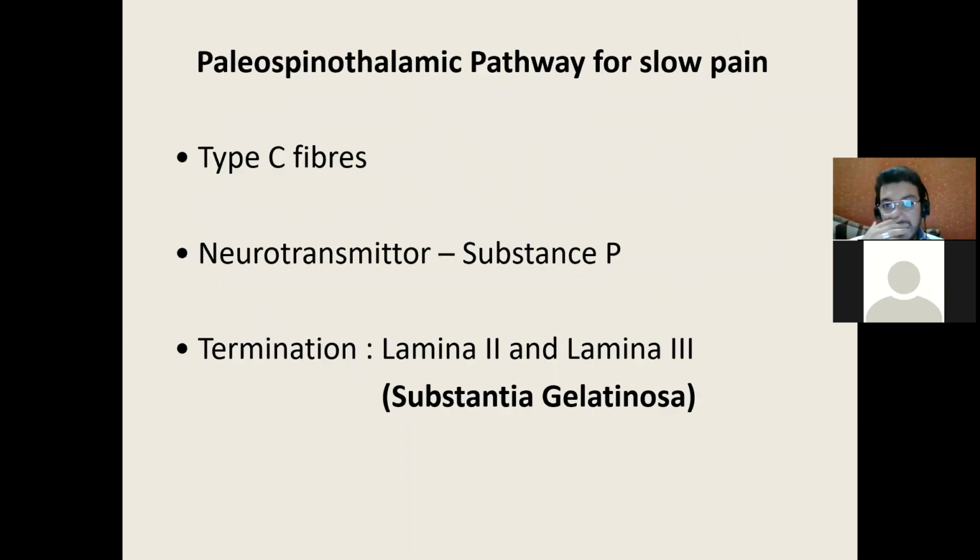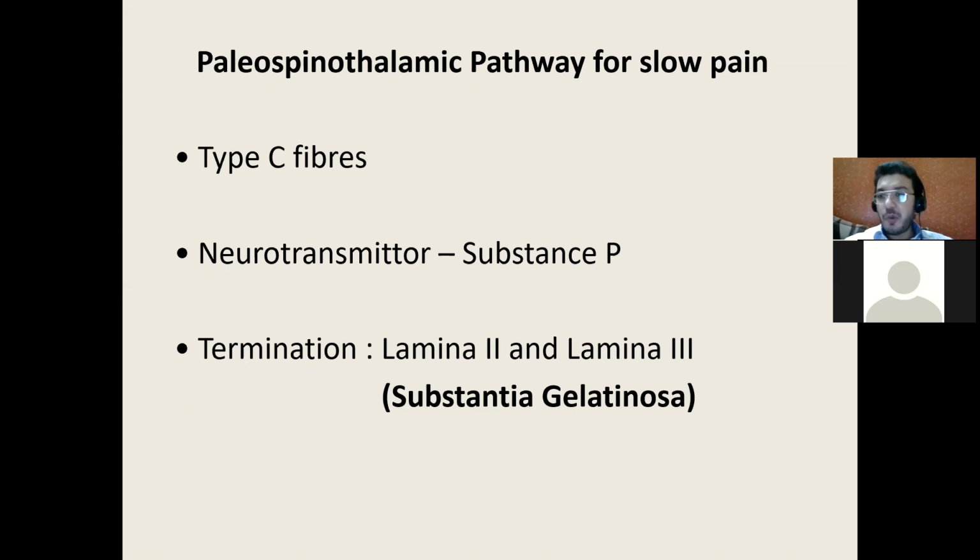Now, this paleospinothalamic pathway is absolutely for slow pain. When you talk about slow pain, they are non-myelinated C fibers. Their neurotransmitter is substance P. This is very important. Substance P is the neurotransmitter for slow pain. And this terminates, as I told you, in the substantia gelatinosa, which is lamina 2 and lamina 3.